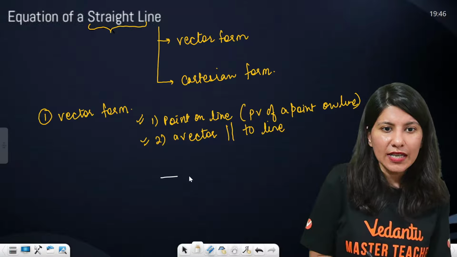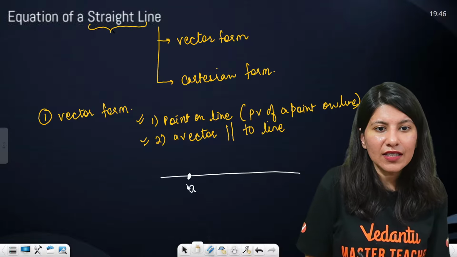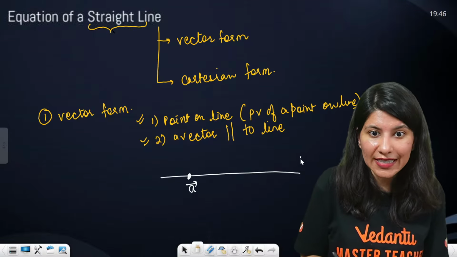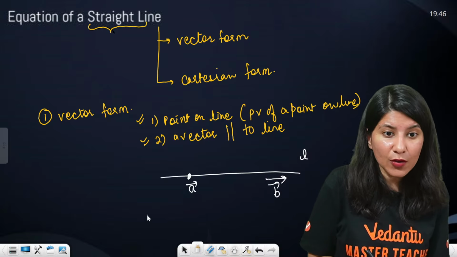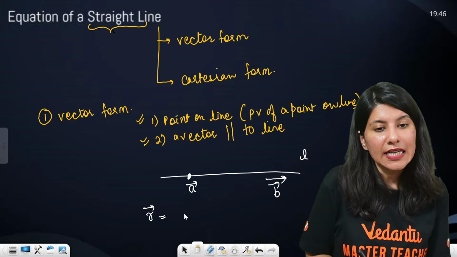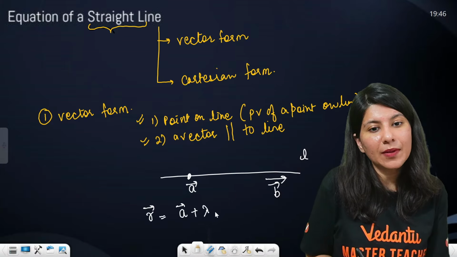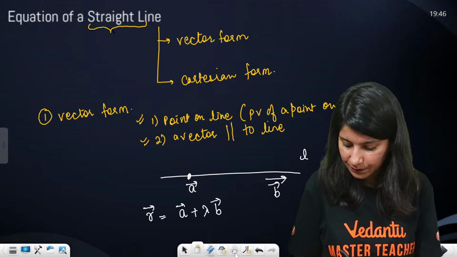So suppose this is your line. This A vector is a position vector of a point on that line. And B vector is a vector parallel to that line. So now your line will be R vector is equal to A vector plus lambda times B vector. Okay.